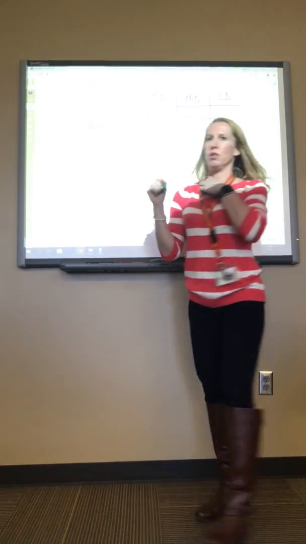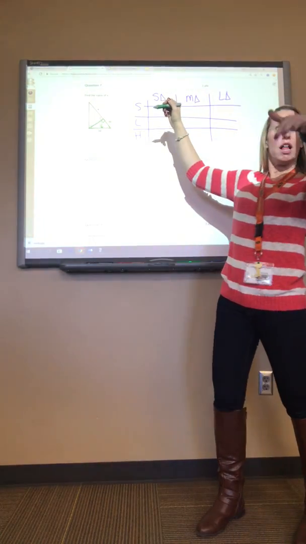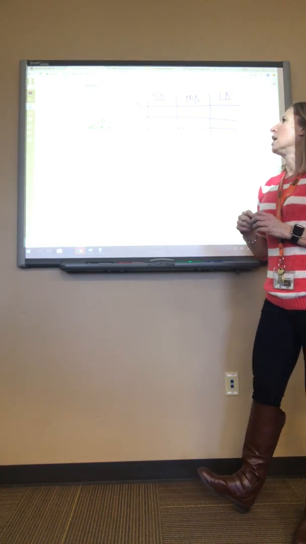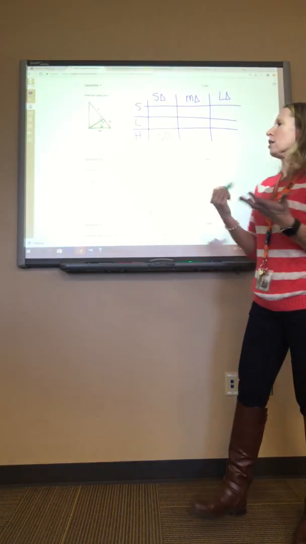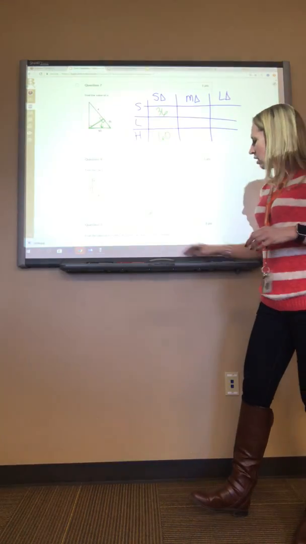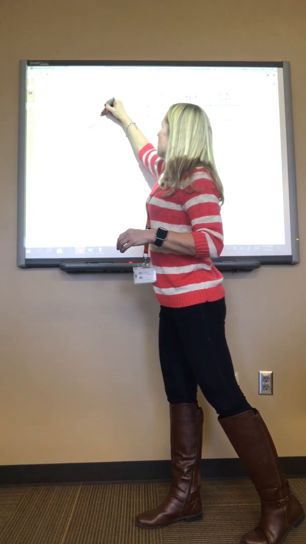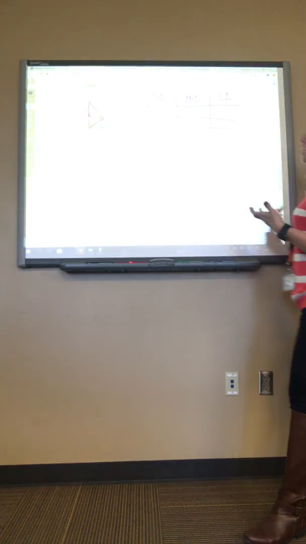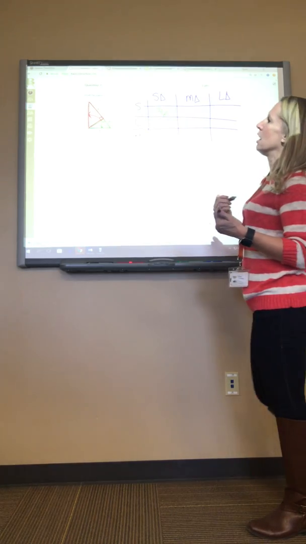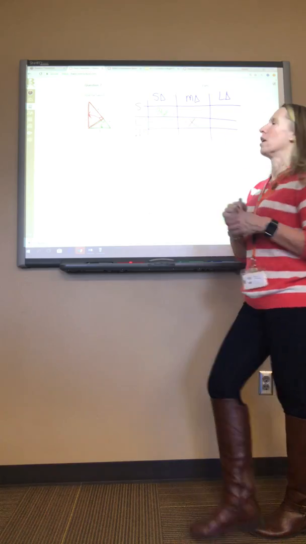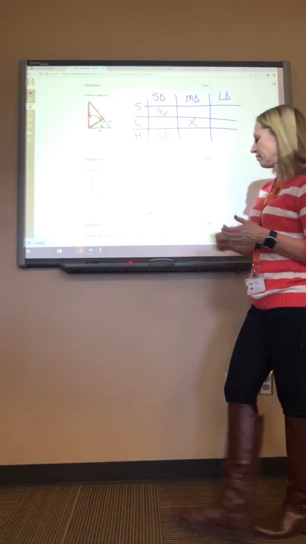What's the hypotenuse? 60. So you guys fill out your table so that you can see how to do this. What's the long leg? There isn't one. What's the short leg? 36. Okay. Medium triangle. What's the hypotenuse? Nothing. What's the short leg? Nothing. What's the long leg? x. Okay. That's kind of weird.